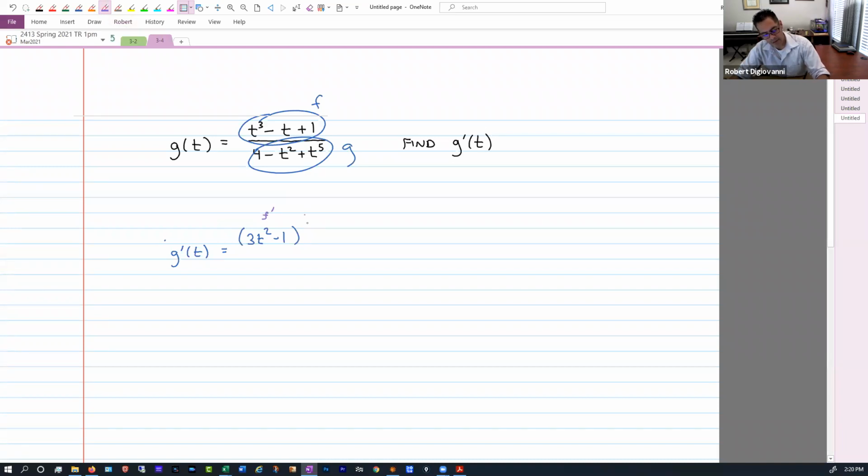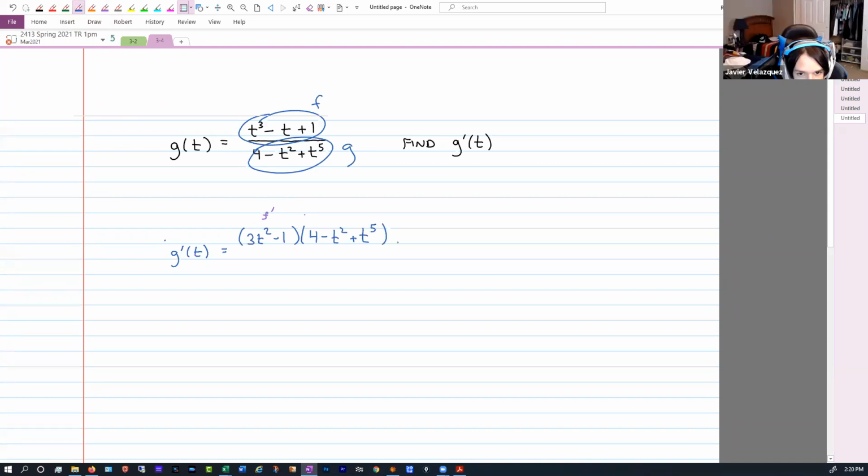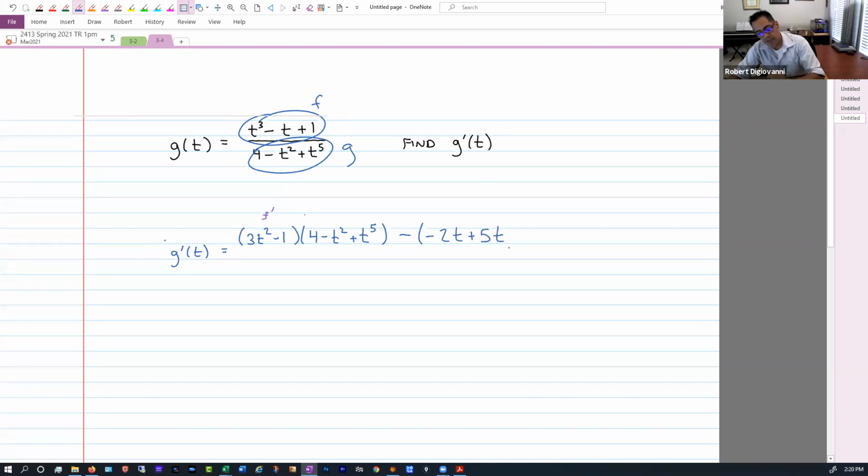Now you're going to multiply that times what? G, which is the entire bottom, right? You're not going to touch it. You're not doing a derivative. You're just leaving it alone. And then you're going to subtract g prime, which should be negative 2t plus 5t.